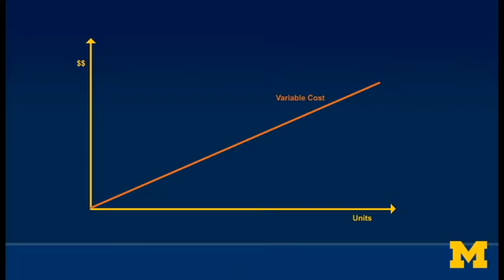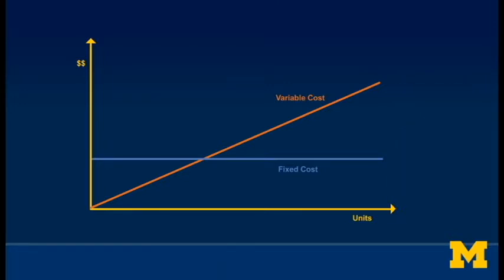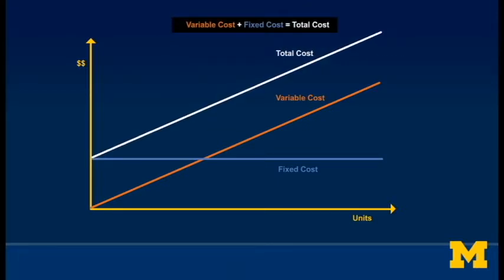Costs that remain the same regardless of how many services are being provided are shown here. These costs are called fixed costs. An example of a fixed cost is the cost of the building, equipment, and staff needed to provide patient care. Adding together variable costs and fixed costs gives us total costs.